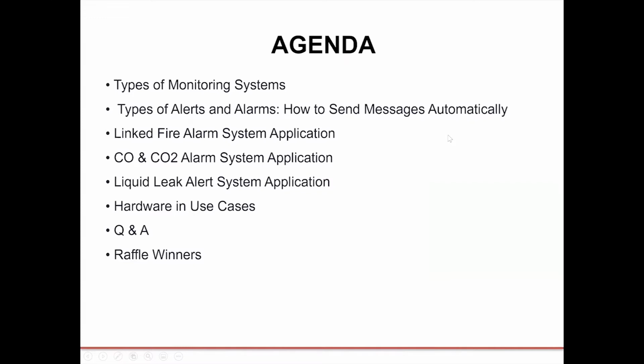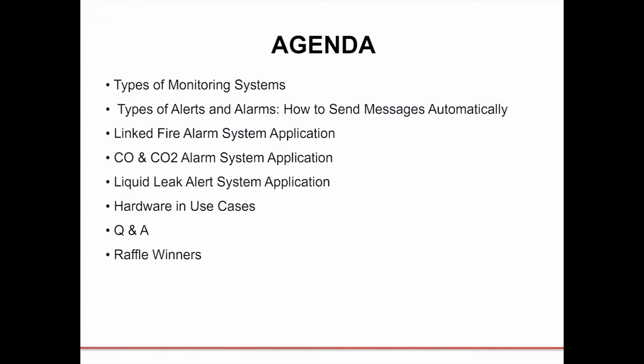So, let's take a look at our agenda for today. Again, we are talking about wireless alarm controllers, and we're going to be talking a little bit about wired and wireless alarm controllers today. We're also going to be looking at some sensor systems and sensor equipment that we can use to detect emergencies. So today we're going to be talking about a couple different types of monitoring systems. And then we're going to be talking about the types of alerts and alarms that you can send and how to send them briefly.